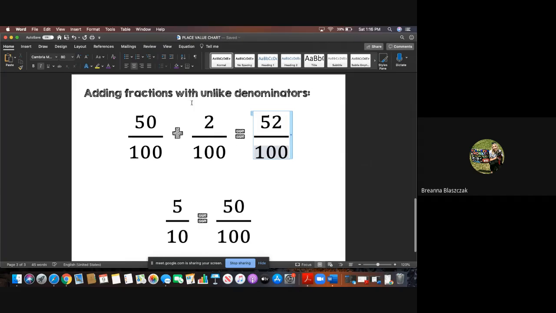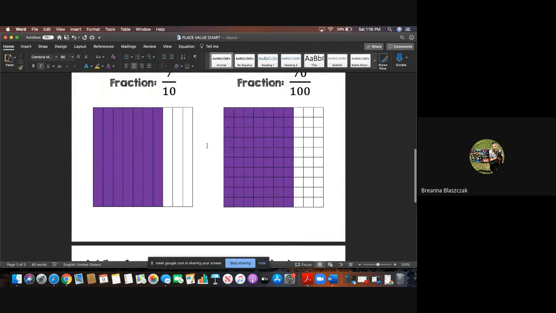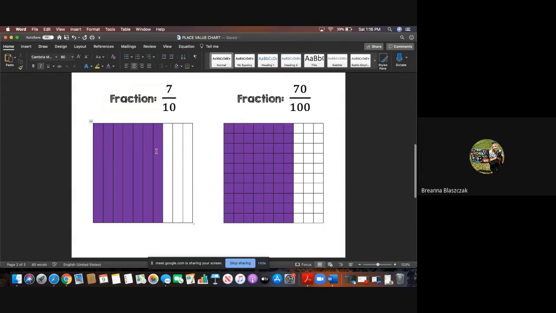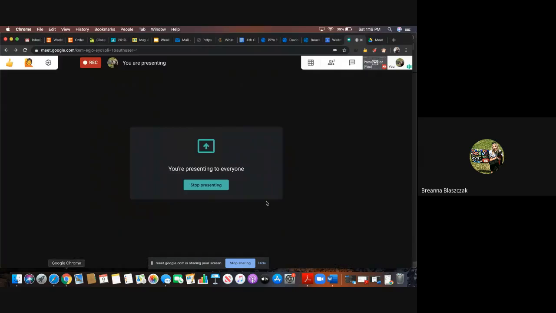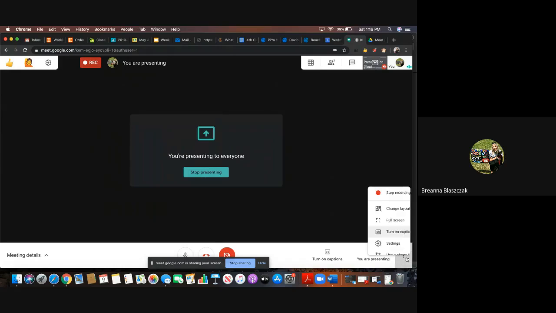So when you're adding fractions with unlike denominators, you have to make the denominators the same. And when you're dealing with tenths and hundredths, you just need to choose if you want your denominator to be 10 or 100, and you need to create an equivalent fraction. Feel free to use area models if you would rather shade in the values, or you can always just create equivalent fractions by multiplying the numerator and the denominator by the same number.